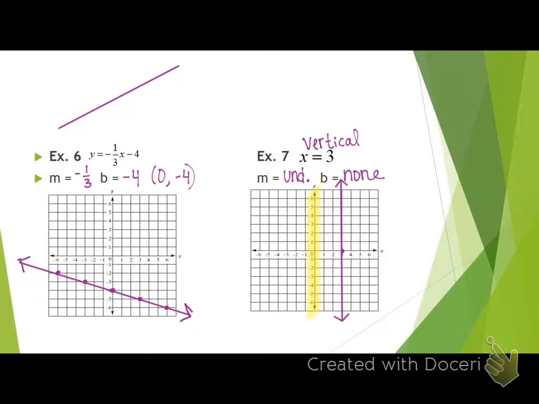You could put doesn't exist, won't happen. Something to the effect of you understand that there is not a y-intercept. Those lines don't cross each other. Questions, concerns about number 7? Ready to move on?